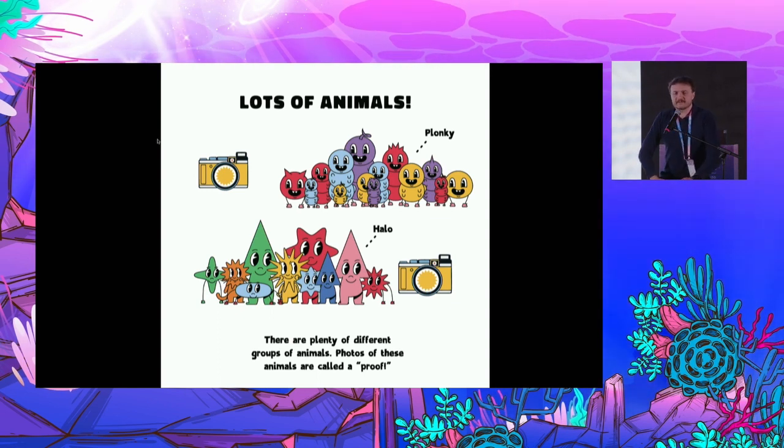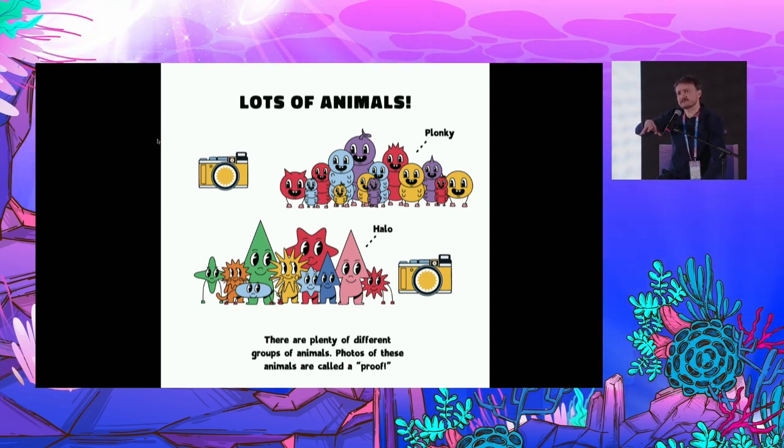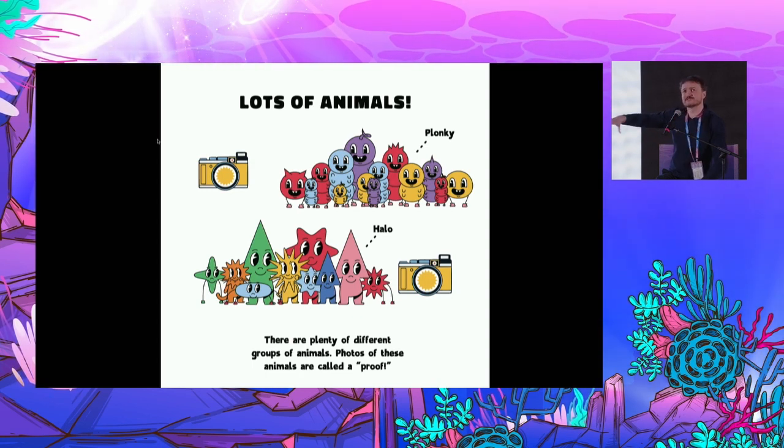Now, in practice, you probably heard about different ZK systems. Now, the way you can think about them is like different animals. You've probably heard about Plonky, heard about Halo. Think about them, same concept. Animals, gates, whatnot, they are just different types.